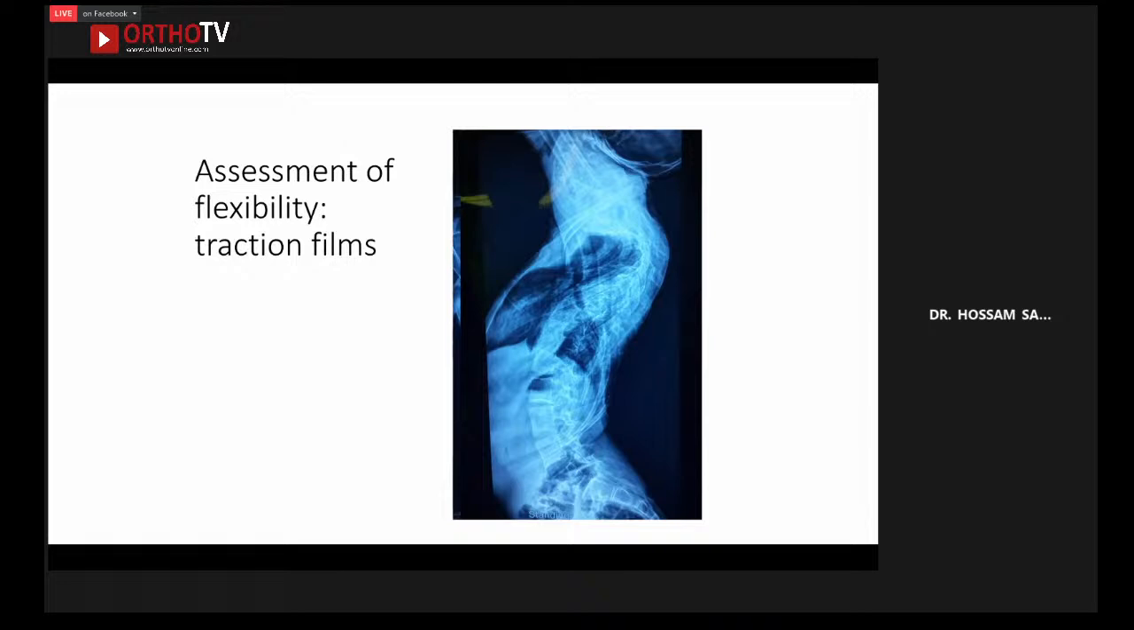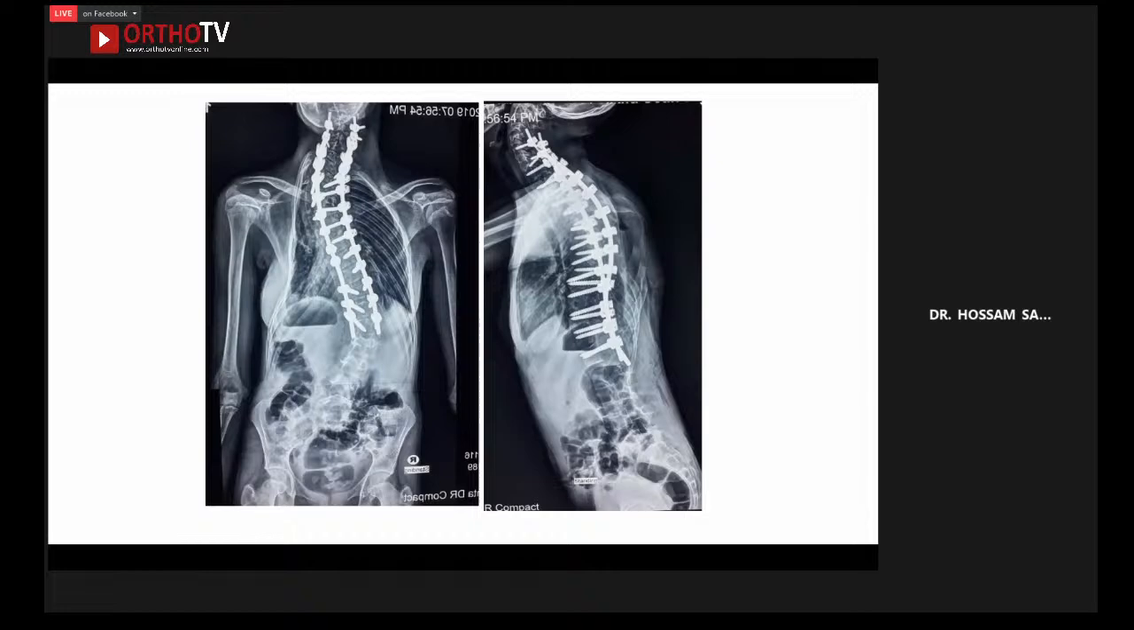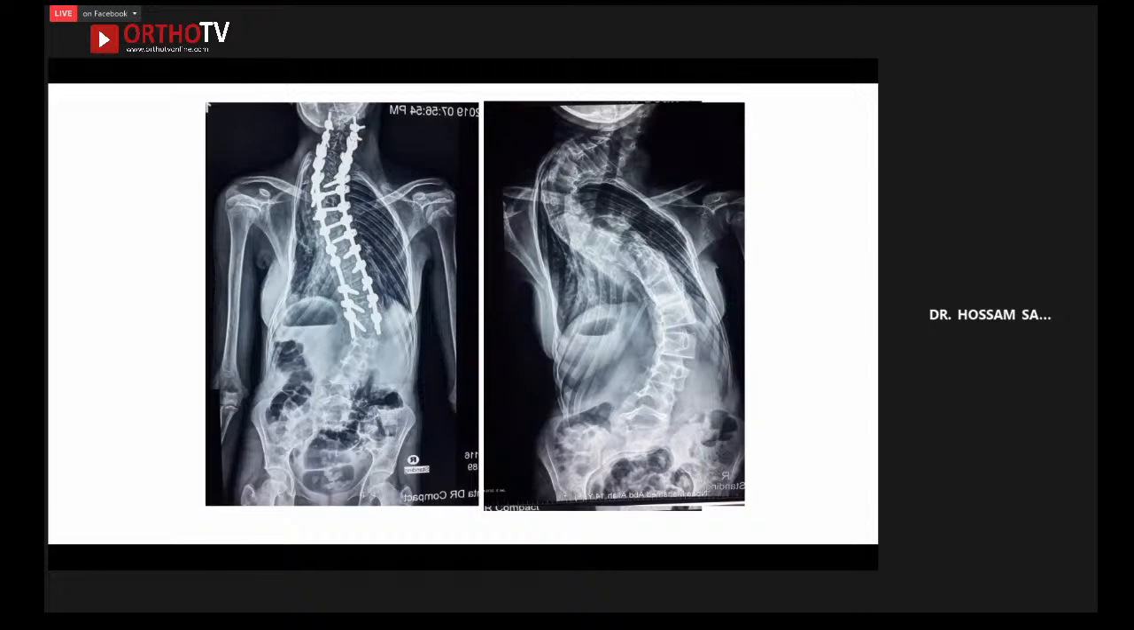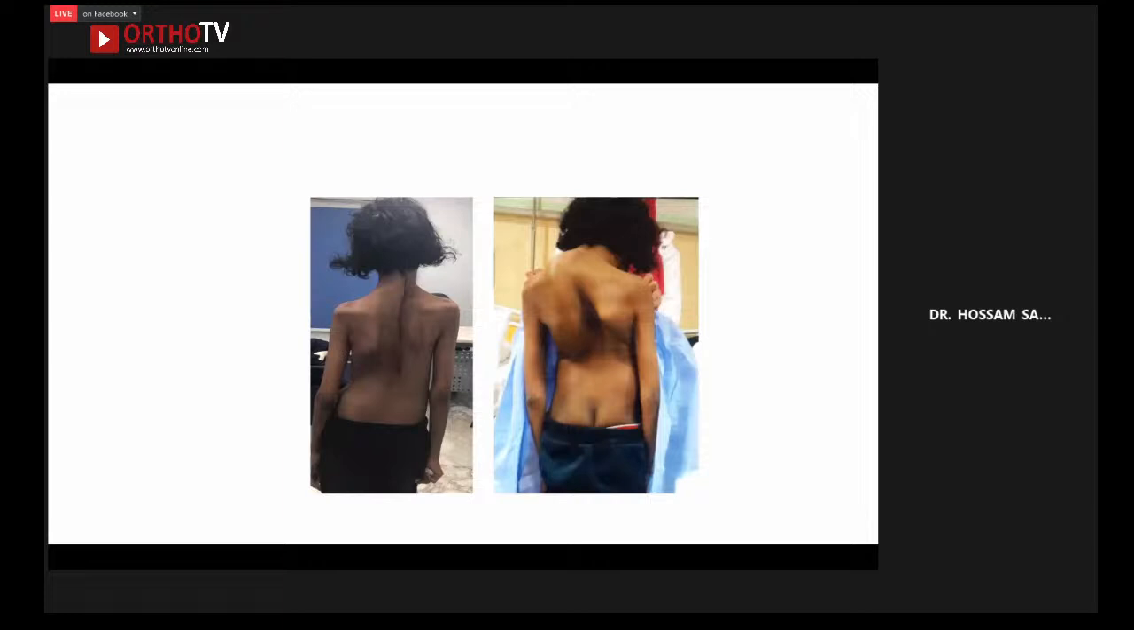And the surgery, multiple Ponte osteotomies, a posterior instrumentation from C5 to L1. And this is the result we had post-operatively. Compared to the preoperative x-ray, it looks good, but on clinical grounds, you will see a dramatic improvement in the appearance of the kid after the surgery.